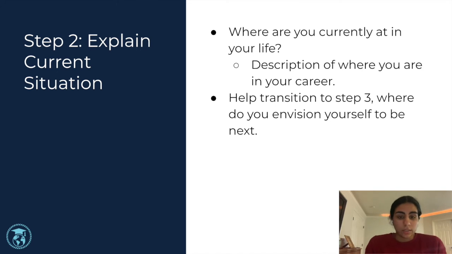Okay, so the second step, you'll be explaining what your current situation is. Where are you currently at in your life? This can be a simple description of where you are in your career. It will also transition to your next step of what you want your future to look like.